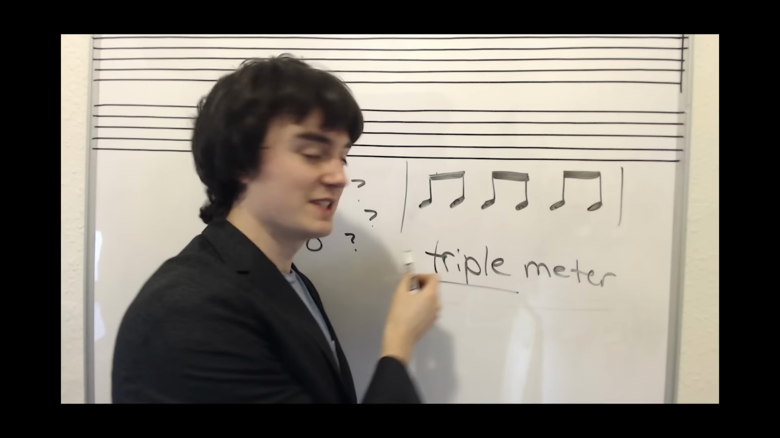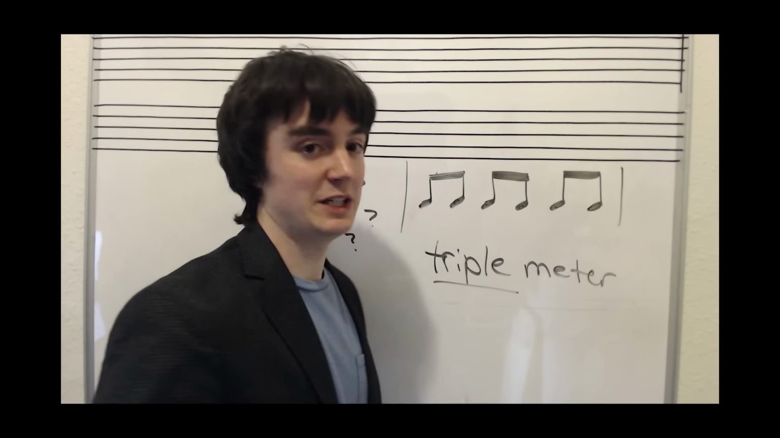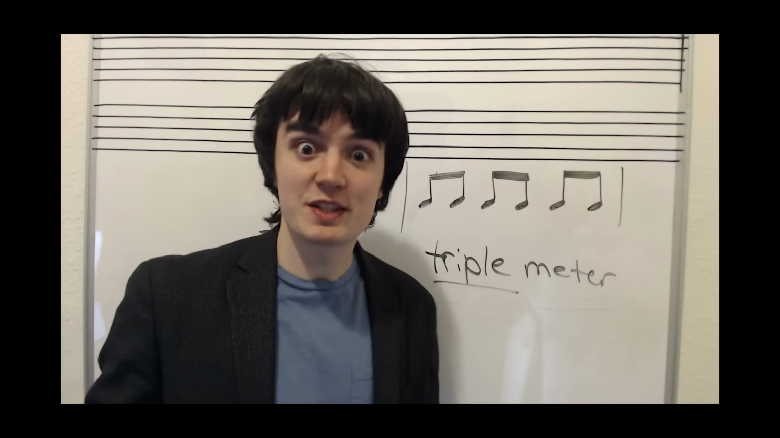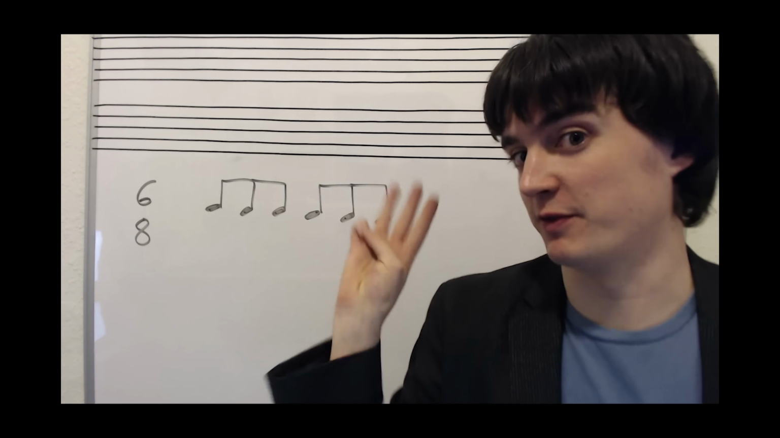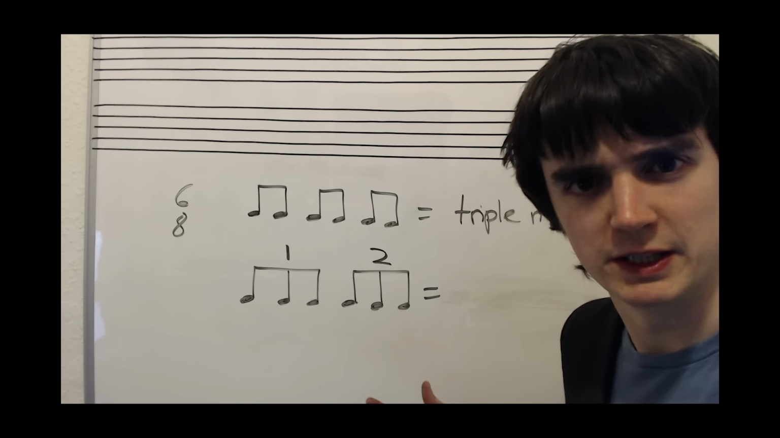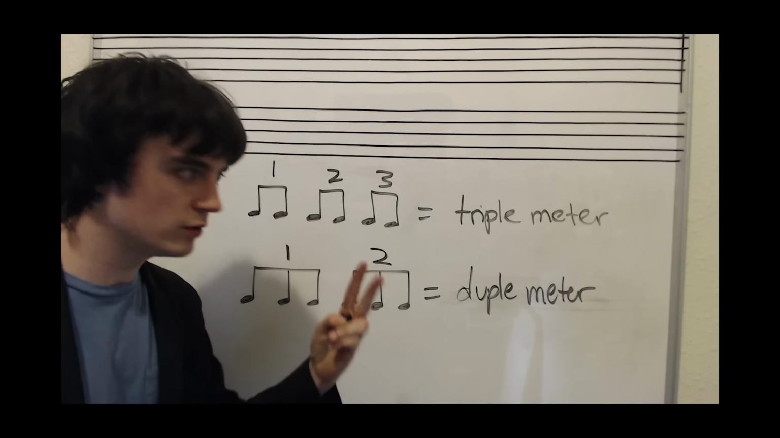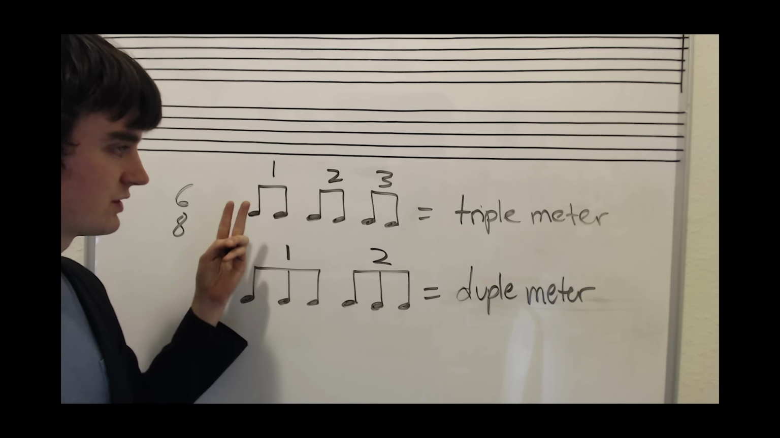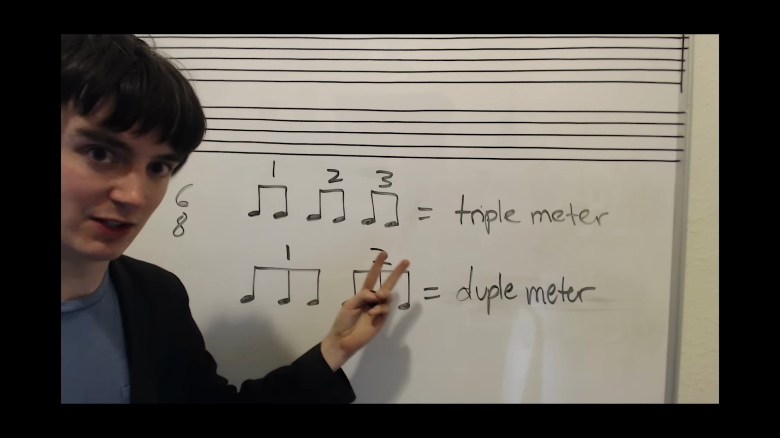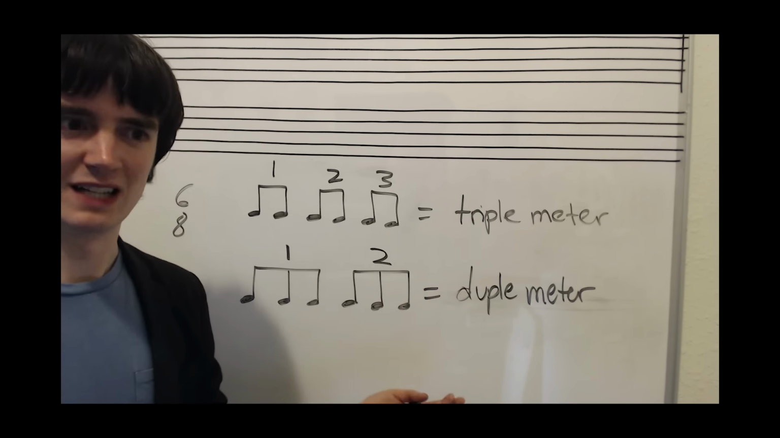We can say 6/8 is in triple meter sometimes, because we can do the same thing. If we're in 6/8 and we divide up the beats by groups of 3, that's also duple meter. What? If you think of it as 2 groups of 3 eighth notes, it's duple meter. If you think of it as 3 groups of 2 eighth notes, it's triple meter. What? How does that make sense?